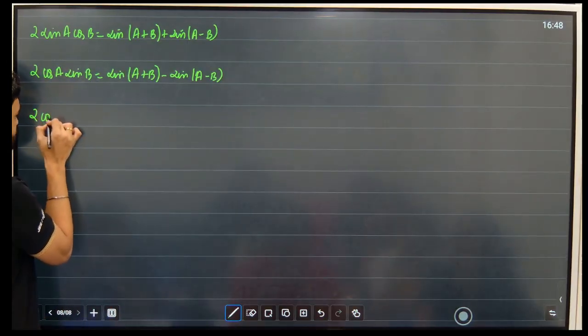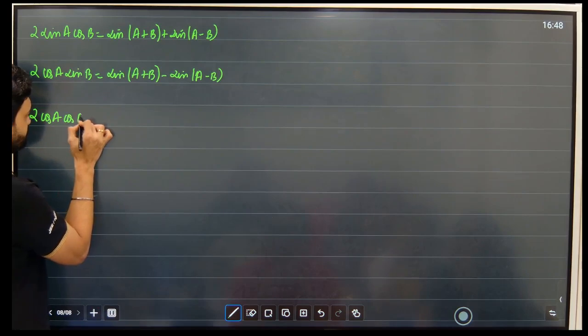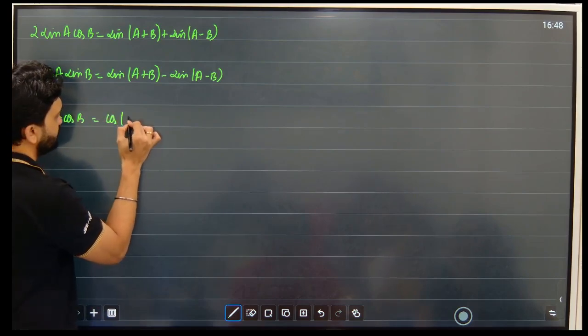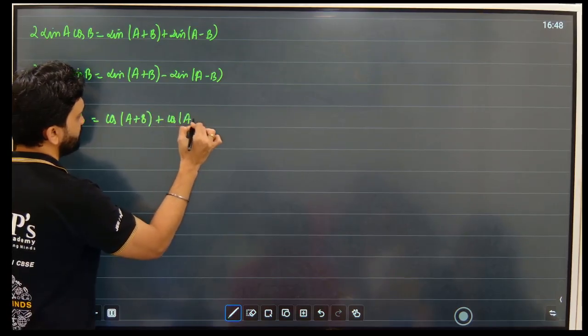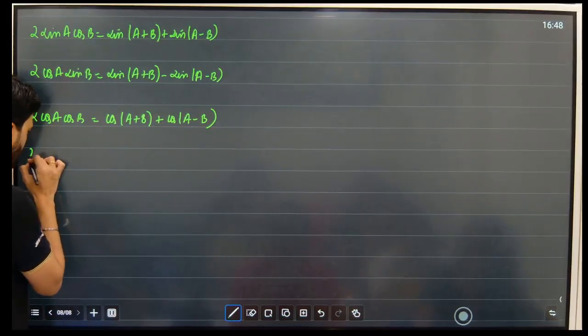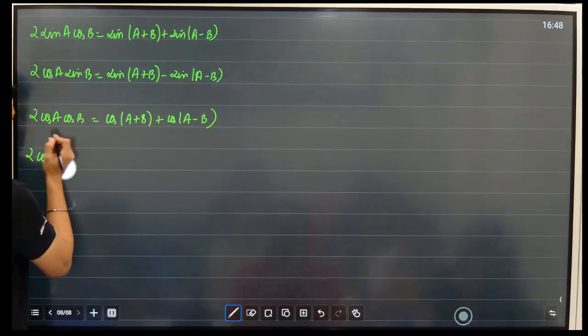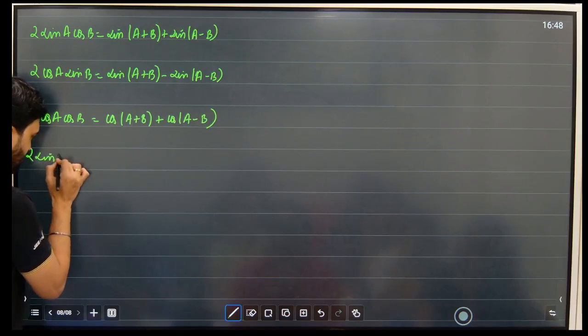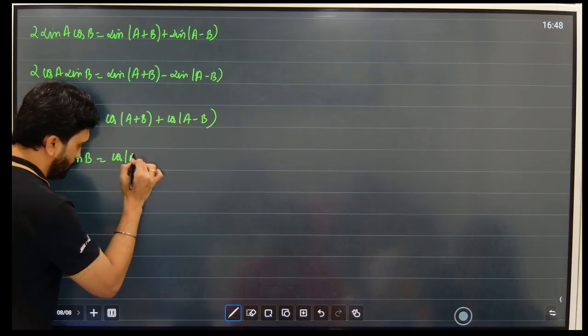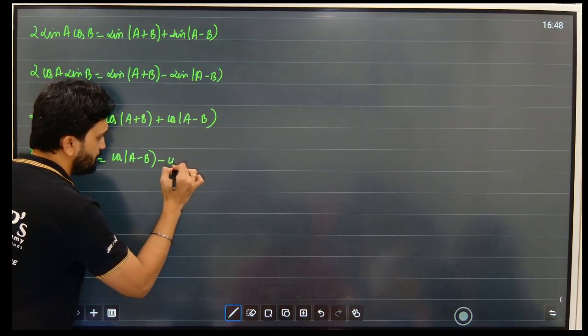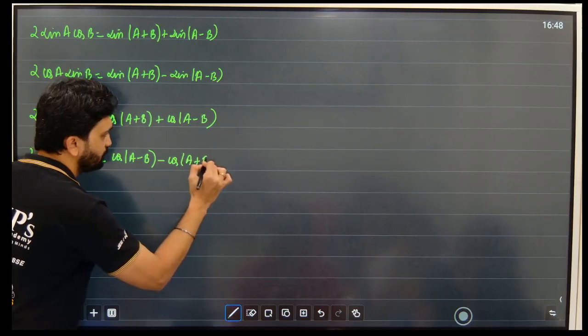The next formula is 2 cos A cos B, which is nothing but cos A plus B plus cos A minus B. The last formula is 2 sin A sin B, which is equal to cos A minus B minus cos A plus B.